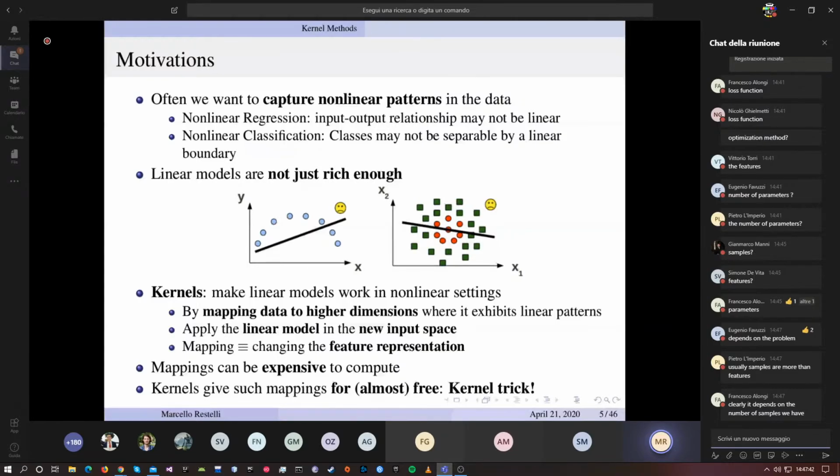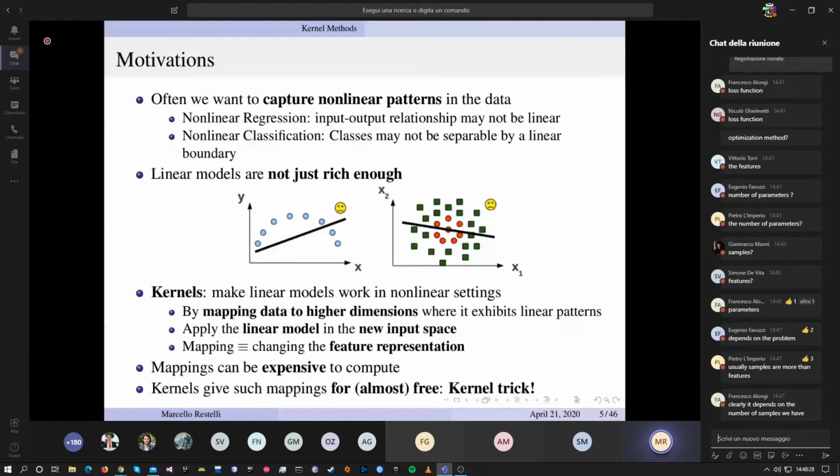Exactly. Usually samples are more than features. We have seen this with ordinary least squares: if you have more features than samples, you cannot have a unique solution, because the matrix to be inverted is not full rank and so cannot be inverted. But we have also seen ridge regression. By adding the penalization on the L2 norm of the weights, you are always able to have a solution, even in the case where you have more features than samples.